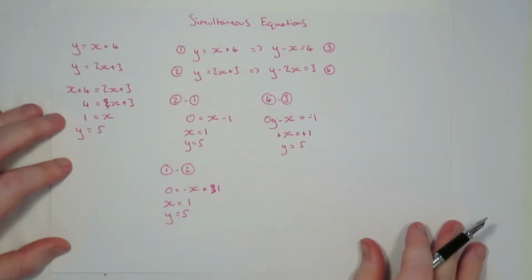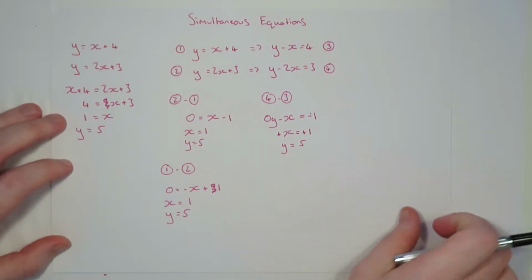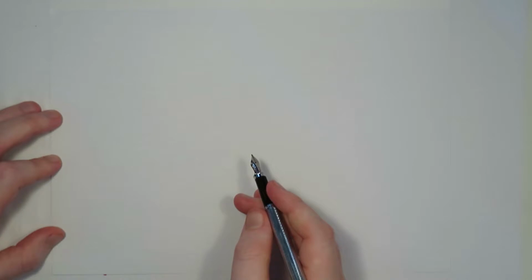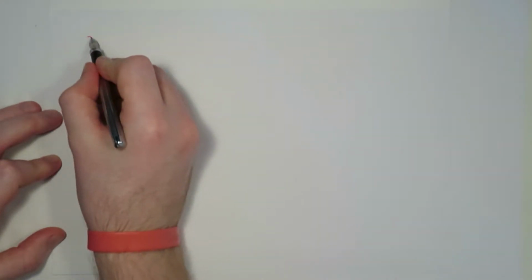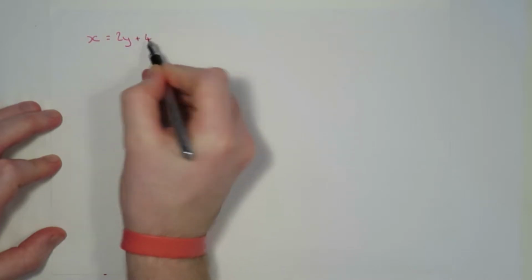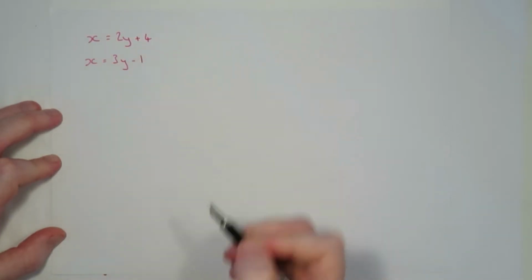So there is an example of using the elimination method. Let's have another attempt at a different example. I'll use a fresh piece of paper. Let's try x is equal to 2y plus 4. x is equal to 3y minus 1.